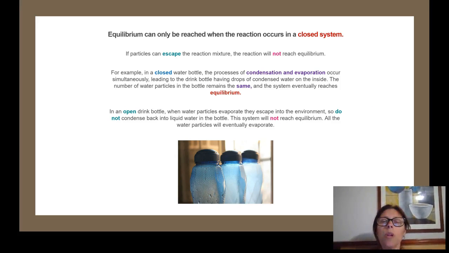An equilibrium will only occur in our closed system. So if particles can escape, then it won't reach that equilibrium. Now this doesn't mean it's got to have a lid on top. If it's a gas produced, then a gas can escape into the environment, so obviously we would close that one. But if no reaction in the gaseous form is occurring, then nothing is lost or destroyed.